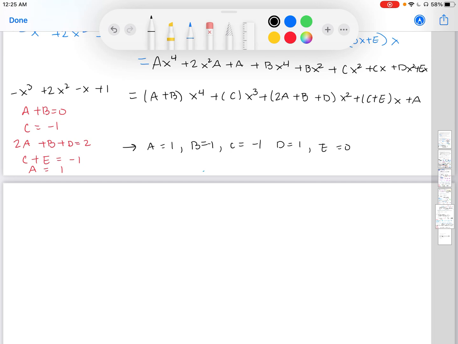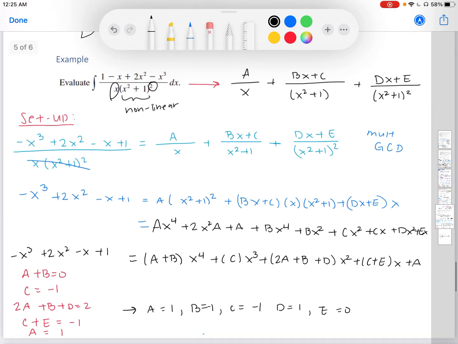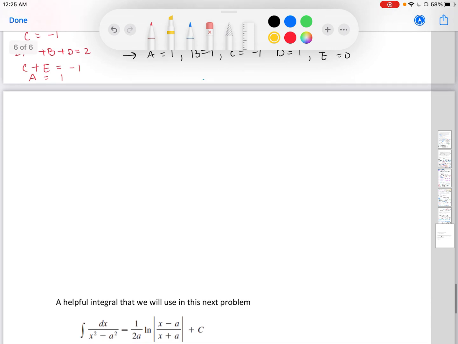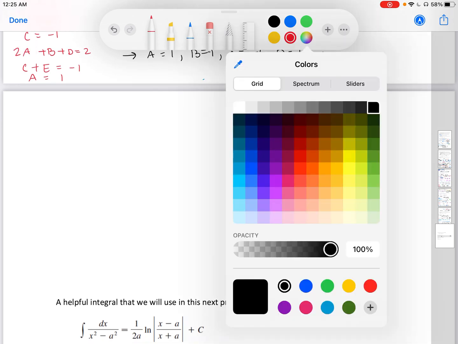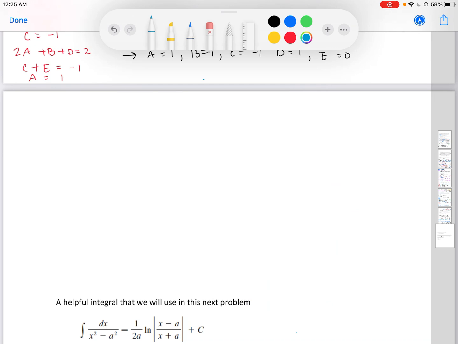All right, let's go ahead and plug them back into our numerators. Now, we found each one kind of separately. So we know A, B, C, D, and E. Once we plug them back in, our integral will be 1 over x minus x plus 1 over x squared plus 1 plus x over x squared plus 1 squared.